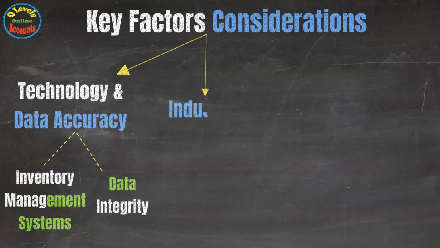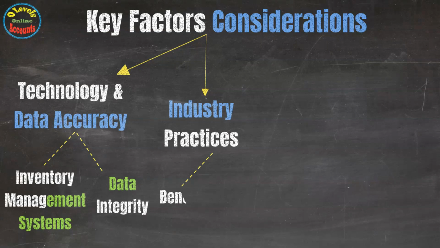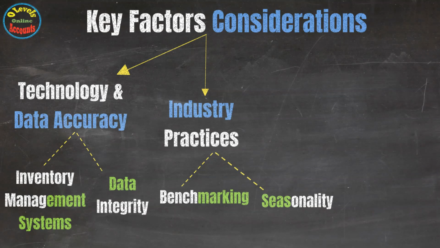The seventh factor is industry practices. In this factor, we have two subpoints. The first one is benchmarking. Align inventory valuation methods with industry standards to ensure competitiveness. The second subpoint is seasonality. Consider how seasonal variations affect inventory levels and valuation.